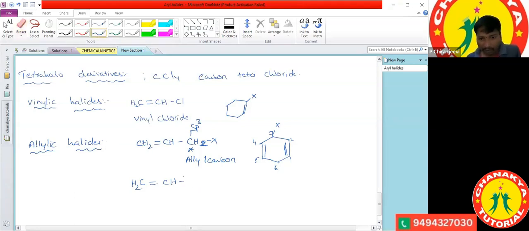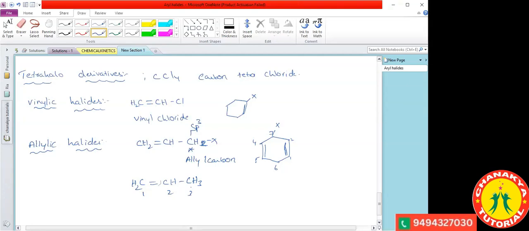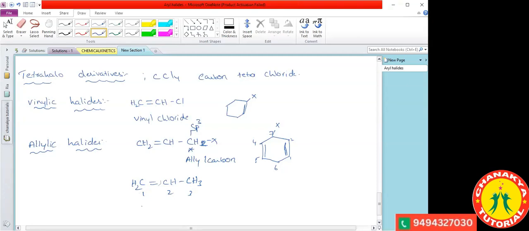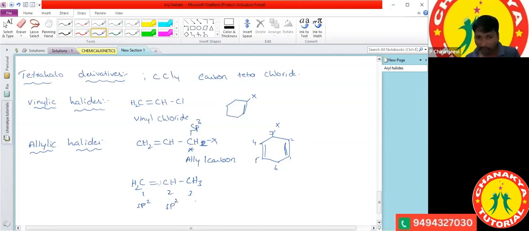CH3. So here we have a CH3. Can anyone of you tell me the hybridization of each carbon atom in the given compound? Then I'll give the numbering. 1, 2, 3. What is the hybridization of the first carbon atom, Ritu? sp2. Very good, Aditi. Second carbon atom? It is also sp2. Third one is sp3. Very good.